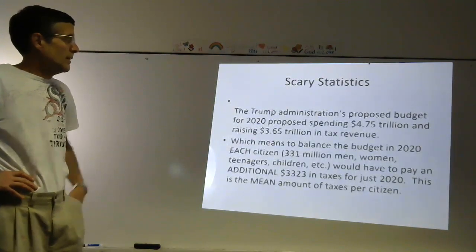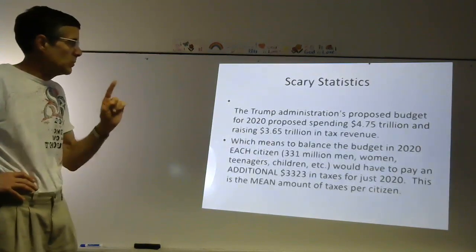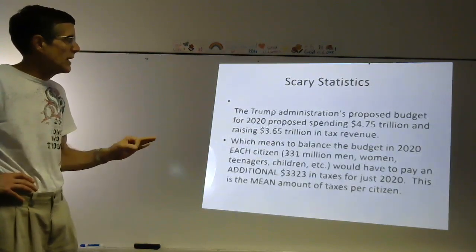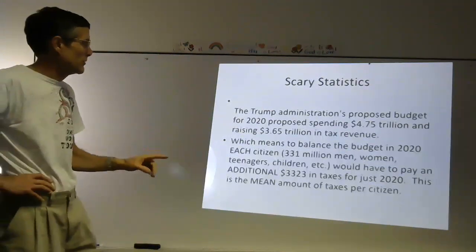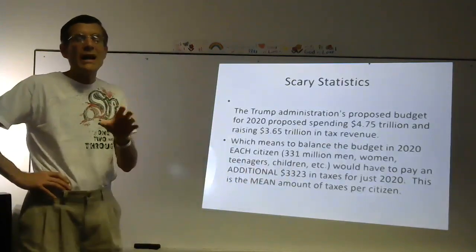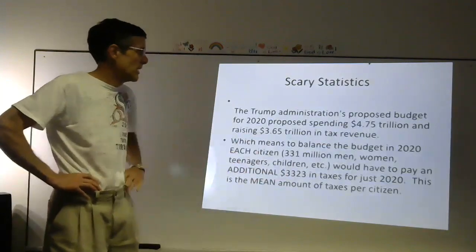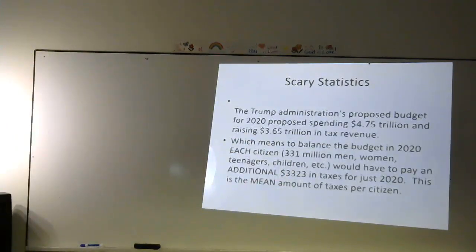If you want to balance the budget in 2020, okay, just in 2020, each additional man, woman, child, teenager, baby, each additional person would have to pay an additional $3,000 and some dollars just to balance the budget in 2020, in addition to all their other taxes. This is the mean amount of taxes that would need to be paid just to balance the budget in 2020. Unbelievably scary.